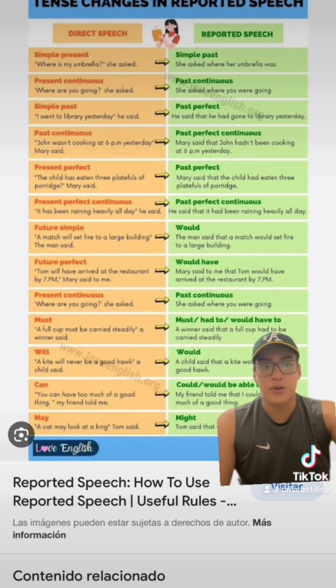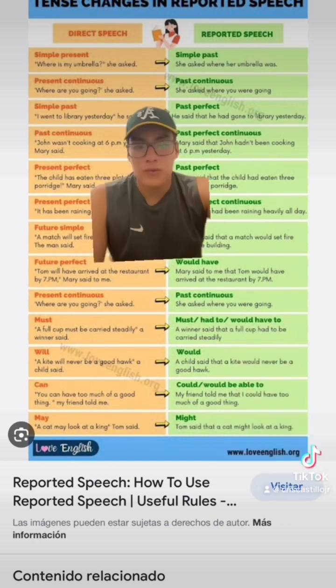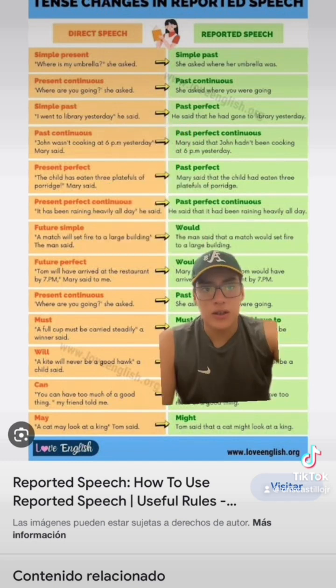In reported speech, the verb usually moves back one tense. Also in reported speech, pronouns and time expressions may change, and here are some examples. For example, "he" or "she" becomes "him" or "her." "I love ice cream" becomes "she said that she loved ice cream." "This" or "these" becomes "that" or "those." "This is my book" becomes "he said that that was his book."